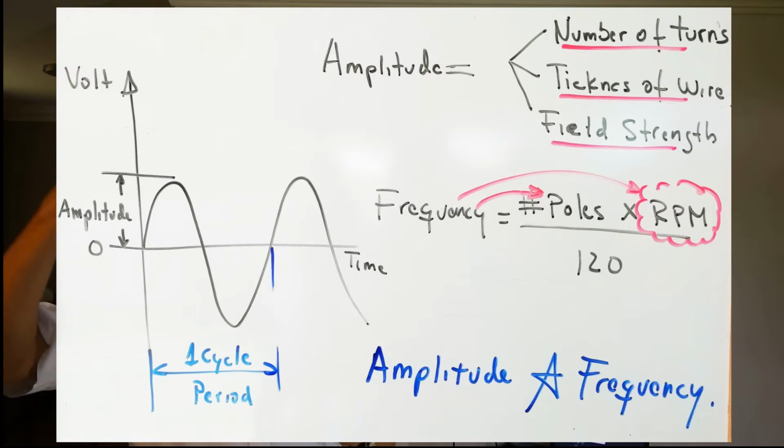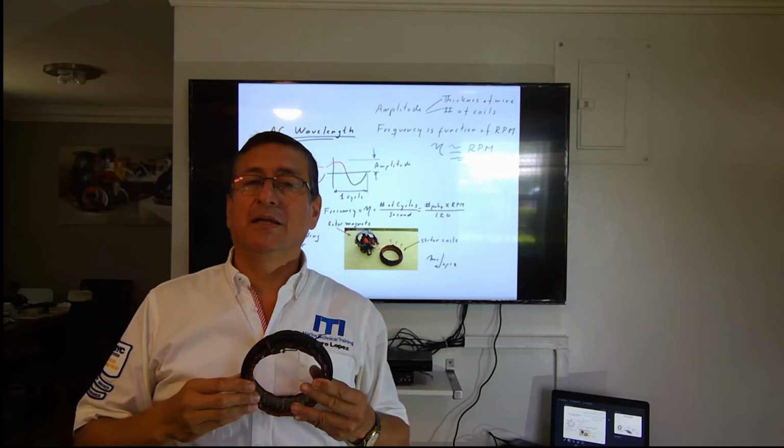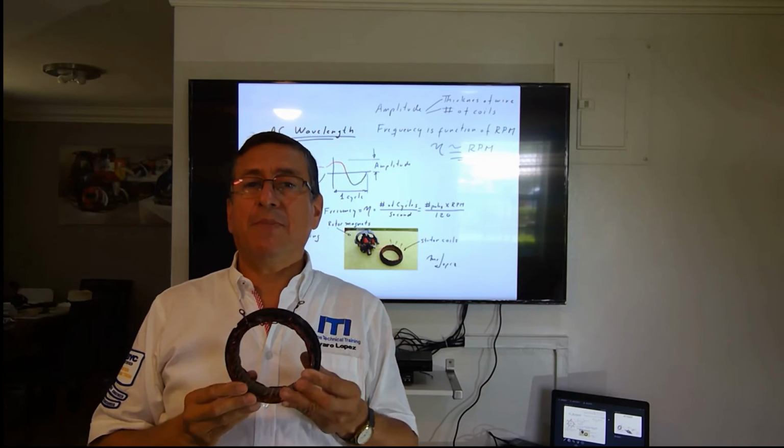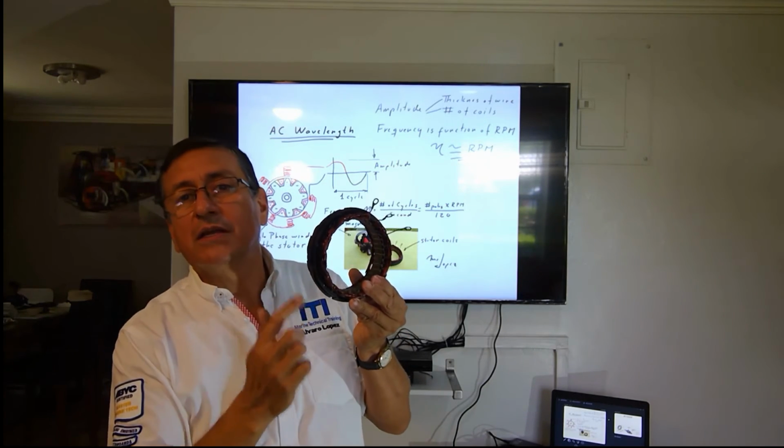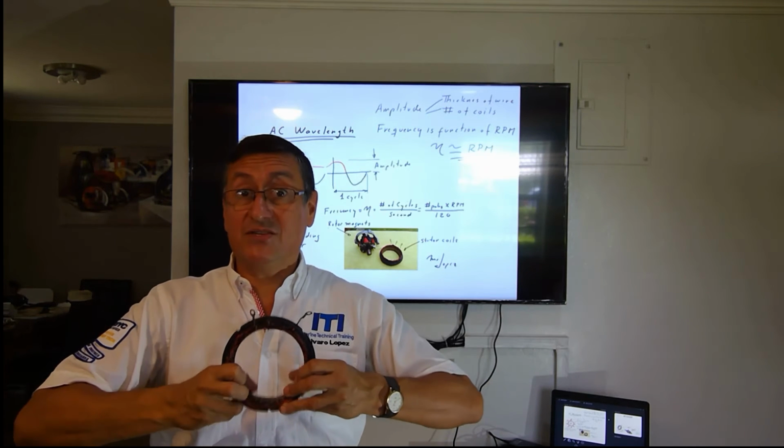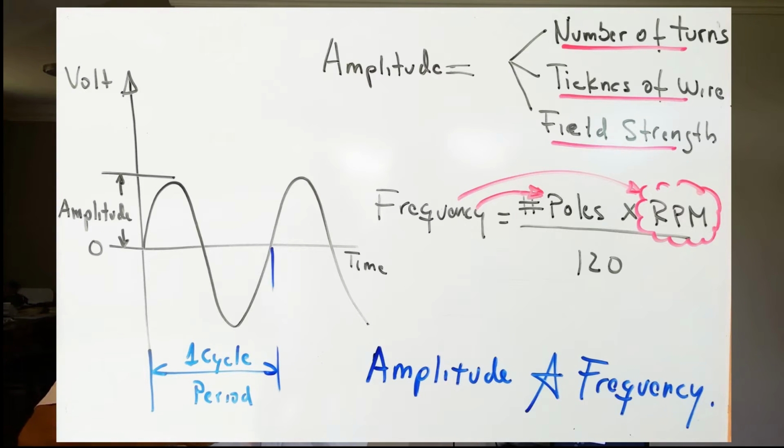Once again, what is the meaning of amplitude? The amplitude is the voltage, the value of the voltage, 120, 240. The amount of that output voltage depends on the number of turns in the coil, and depends on the strength of the field, you remember, the strength of the magnets, and depends on the RPMs of the rotor. Is it clear? The amount of coils, the thickness of the wire, and the strength is the amplitude. And the frequency is directly related with the RPMs and the number of poles.